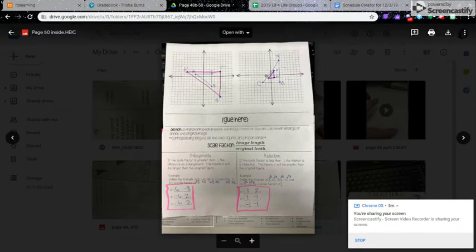So again, a reduction is when the scale factor is less than 1, and an enlargement is when it's greater than 1. I hope that helps. Thanks.